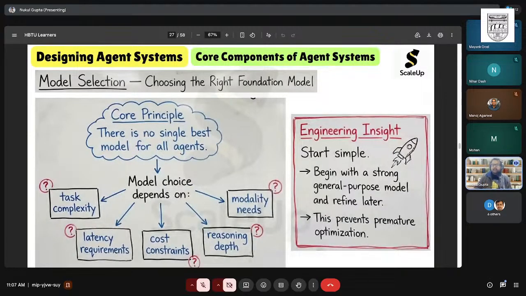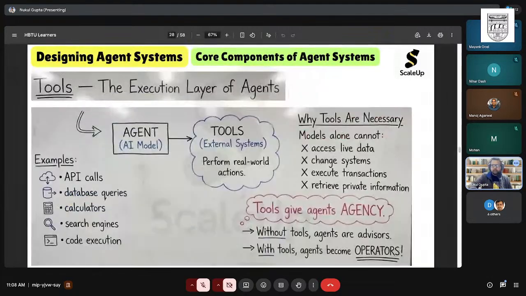The engineering insight we can take from here, as I just said, is to begin with a strong general purpose model. Let it solve your problem, and then think about refining later. This prevents premature optimization. We should not think about optimization in the first step itself. The first step is building something which works. Then we should optimize. That's the idea.